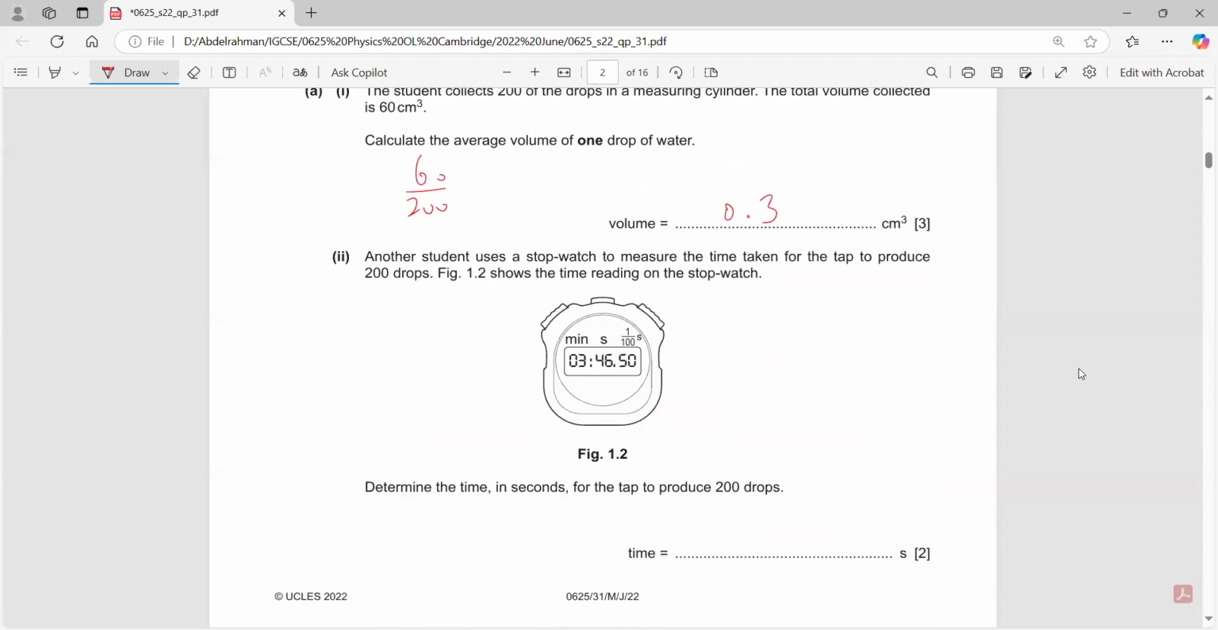Another student uses a stopwatch to measure the time taken for the tap to produce 200 drops. Determine the time in seconds. Can I find the time in seconds? Yes, the time is 3 minutes 46.5 seconds. So just multiply 3 times 60, which is 180, plus 46.5, which is 226.5 seconds.